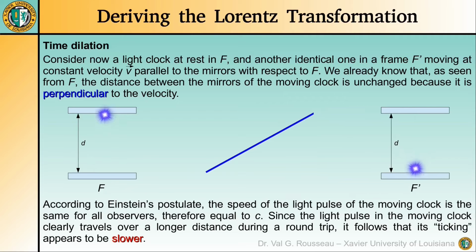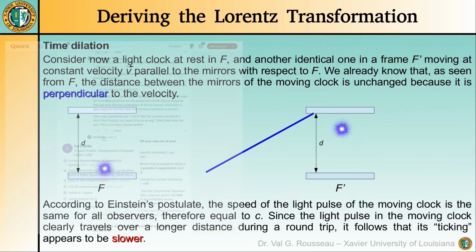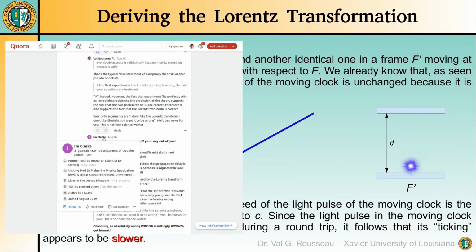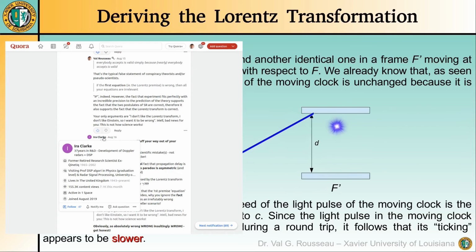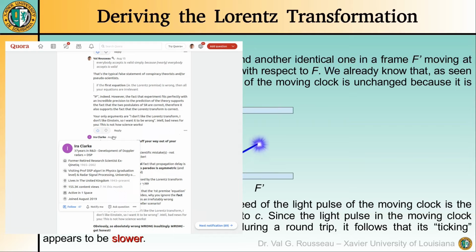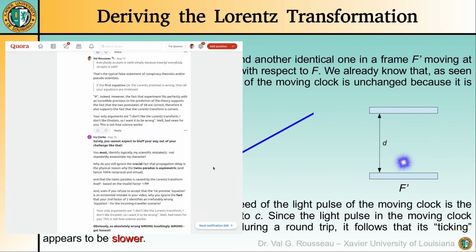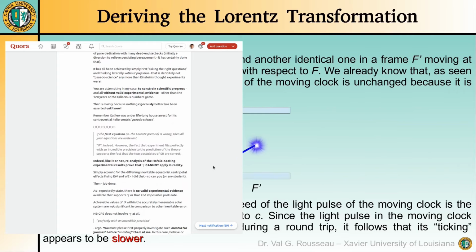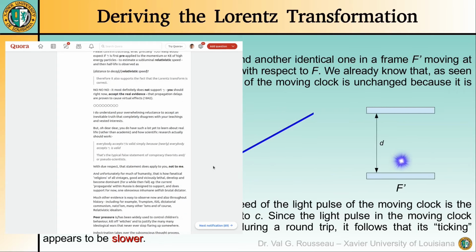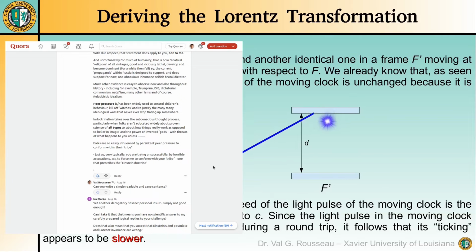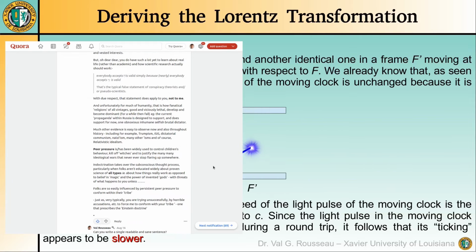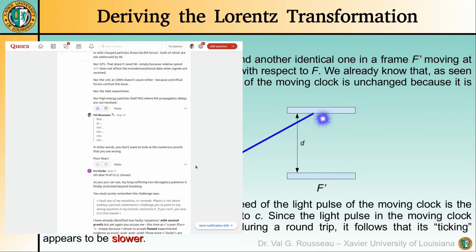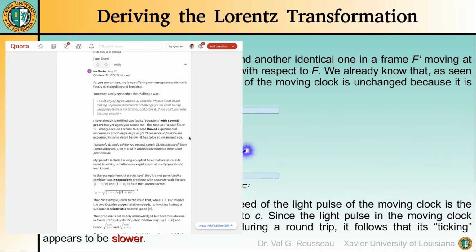The reason why I am making it clear in this video is that there is a guy on Quora, Ira Clark, who keeps flooding everyone's post with his fake science, claiming that the Lorentz transformation is wrong because the light pulse of the moving clock supposedly doesn't follow an oblique straight line when seen by an observer at rest. So don't fall for his pseudoscience.